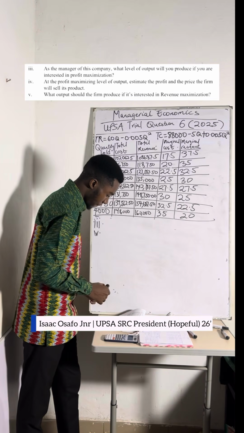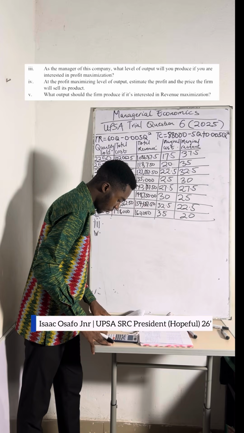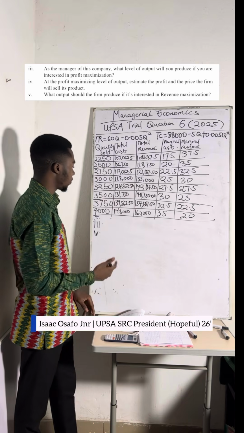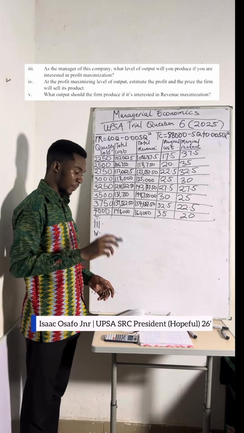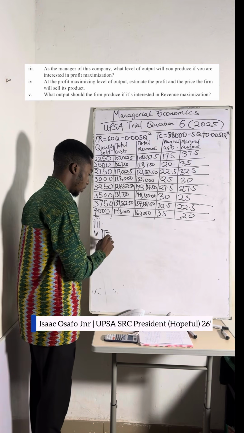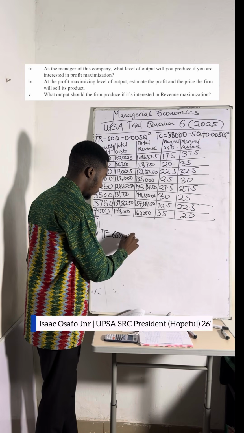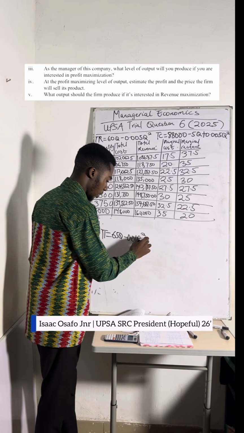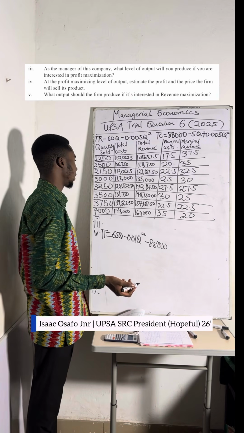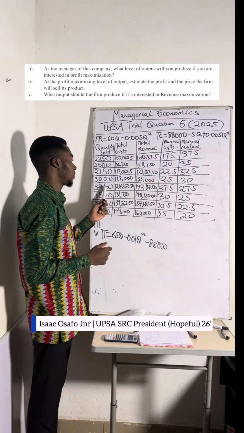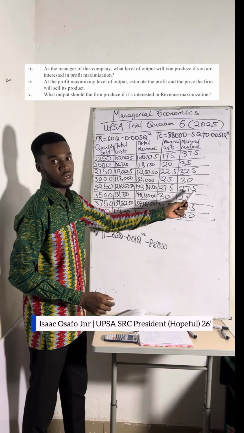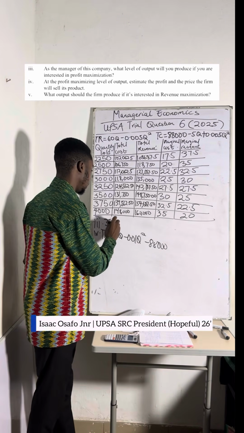So for part IV, you are asked that at the profit maximizing level of output, estimate the profit and the price at which the firm will sell its product. For this one, we already found the profit function. Remember, that was for part I, right? So we said the profit function was 65Q minus 0.01Q squared minus 88,000. And they are saying at the profit maximizing level of output, and I said that one is 3,250, because marginal cost is equal to marginal revenue at that point. So here is 3,250.